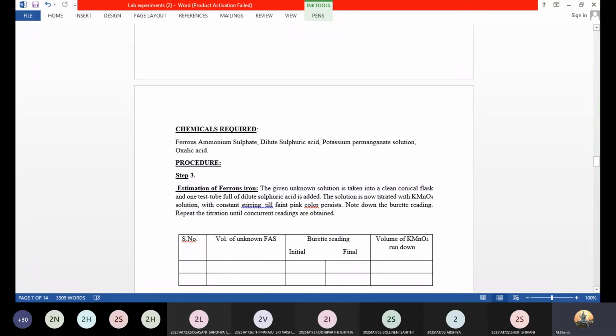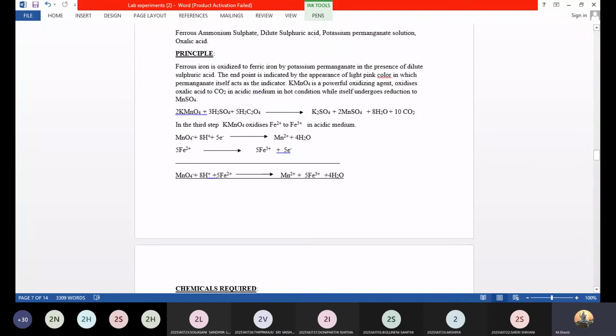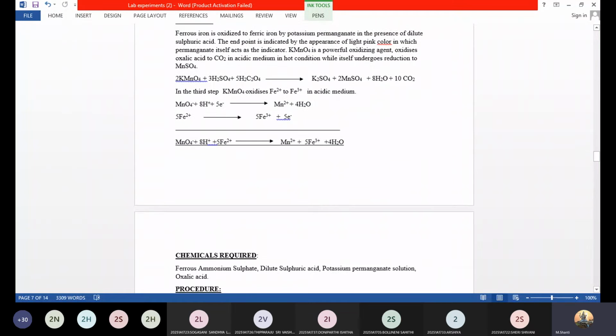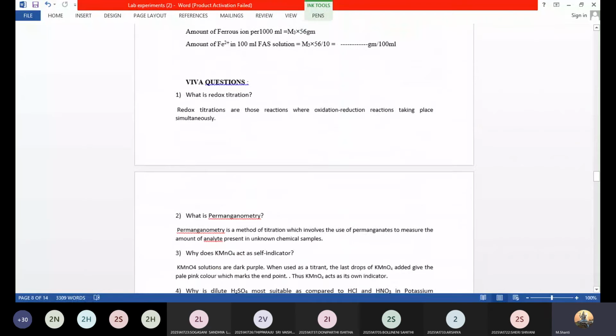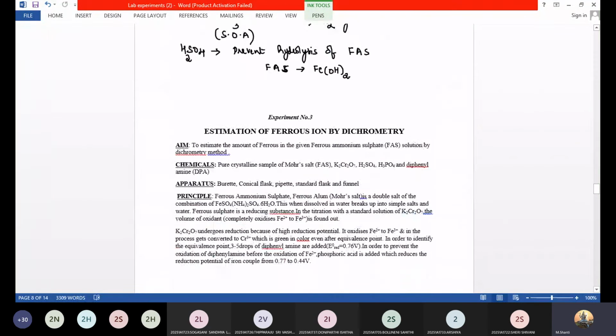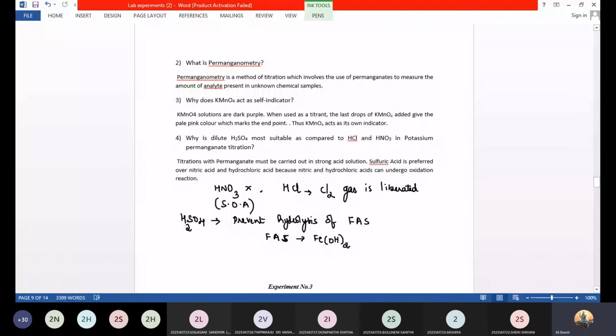Why do you get a pale pink color at the end point? Why do we get a pale pink color at the end point? Girls, why do we get a pale pink color at the end point?